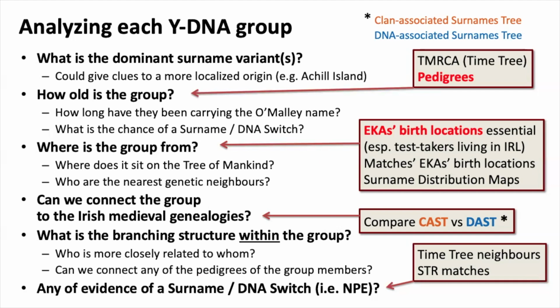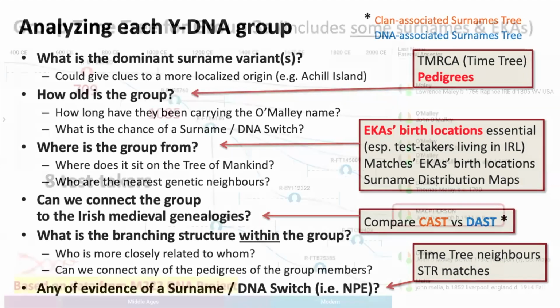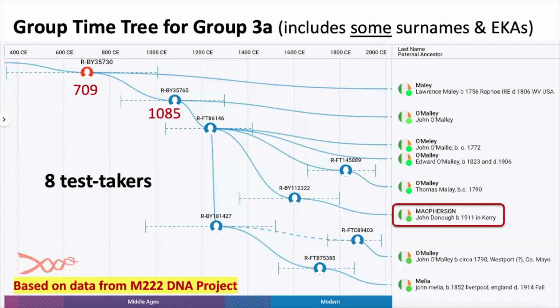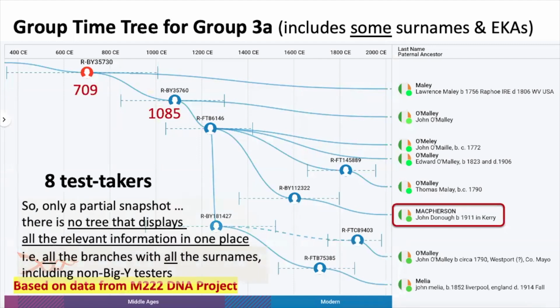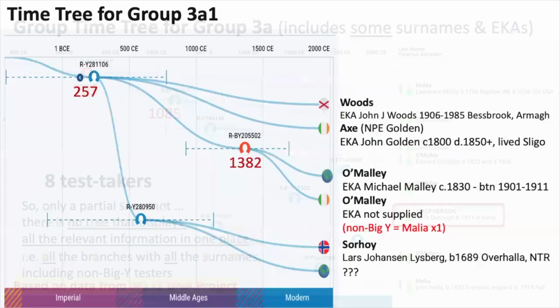So there has been, again, some sort of surname switch at that point in time. Maybe an O'Malley woman married a down on his luck Joyce, and he took her name because she was higher social status, and the children became O'Malleys, but still associated with Joyce Y DNA. So those are the kind of questions that I look at. We've talked about the McPherson of Group 3A already.